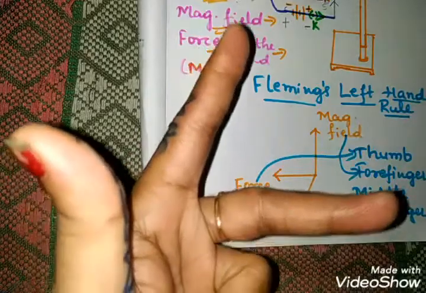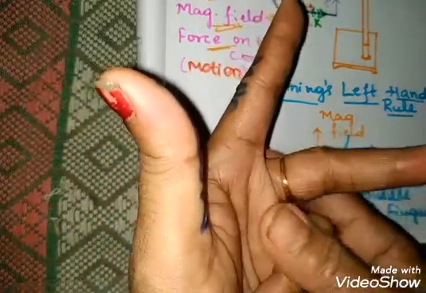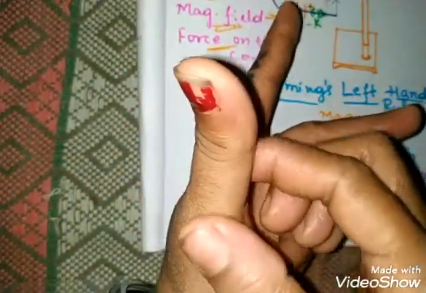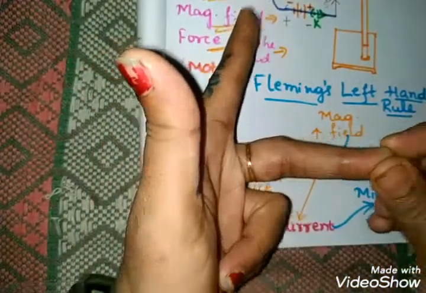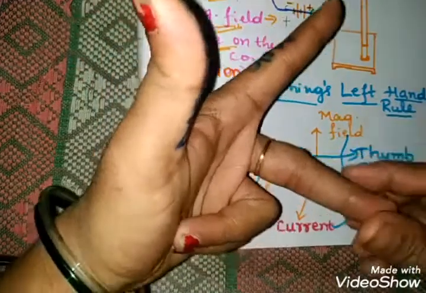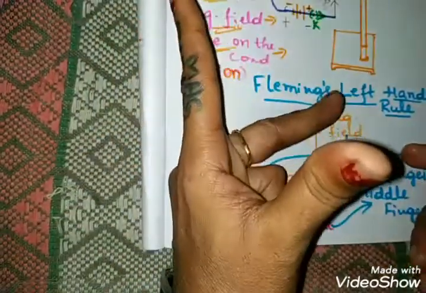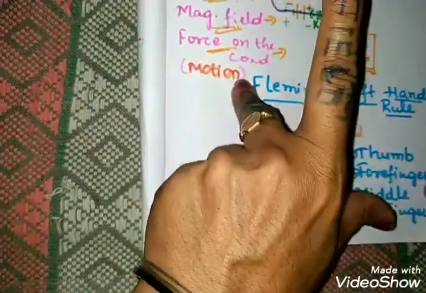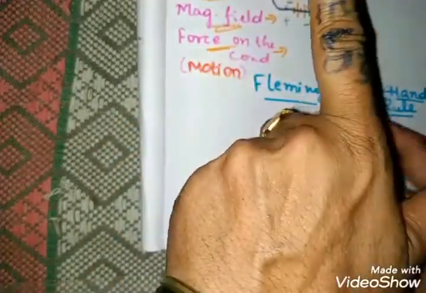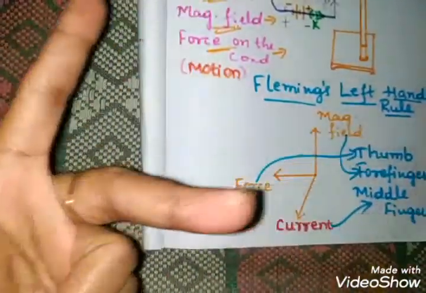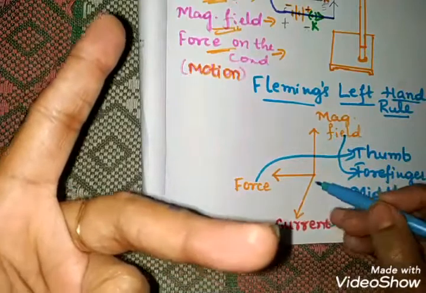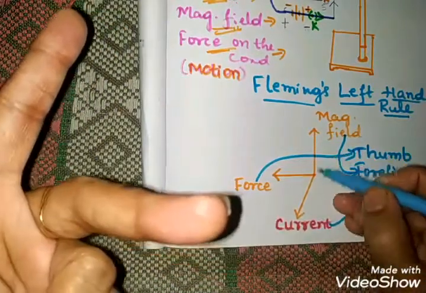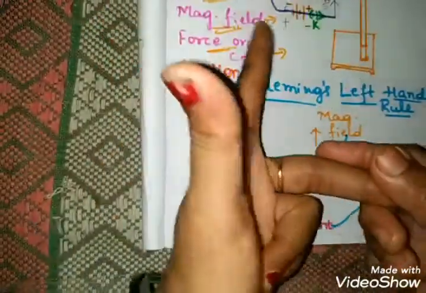Fleming's left hand rule states that when we stretch the three fingers of our left hand, thumb, forefinger and middle finger, such that they are perpendicular to each other. Set them as perpendicular to each other, children. See here, perpendicular to each other. They must be like this. Here you can observe they are perpendicular to each other.